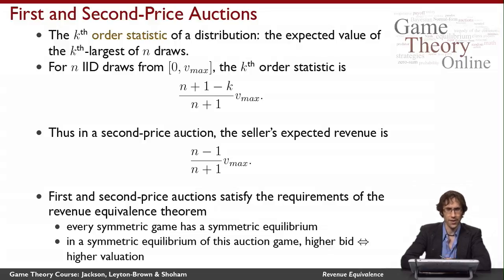And I can argue this essentially by saying every symmetric game has a symmetric equilibrium. The first price auction Bayesian game is a symmetric game because everyone's IID. And so in a symmetric equilibrium of this game, a higher valuation is going to happen if and only if a bidder has a higher bid. And that's going to mean that the person with the highest valuation wins the auction.